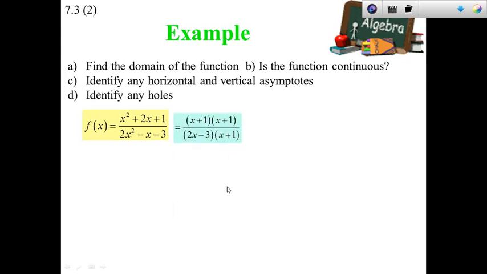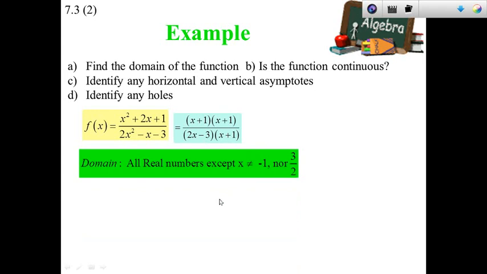And hopefully you factored the top to x plus 1 times x plus 1, which is x plus 1 squared. The bottom factors to 2x minus 3 times x plus 1. And so when I look for the domain to answer part A, I can use any value I want except for what? I can use all real numbers except for -1, and I cannot use 3 over 2. So I'm going to write: the domain is all real numbers except -1 nor 3 over 2.